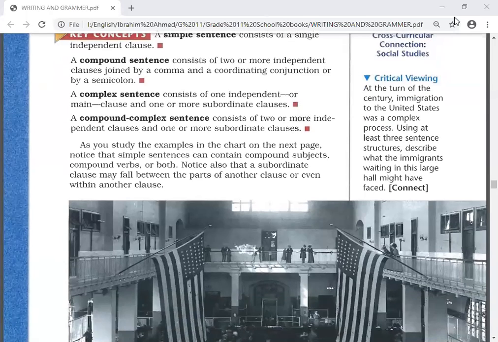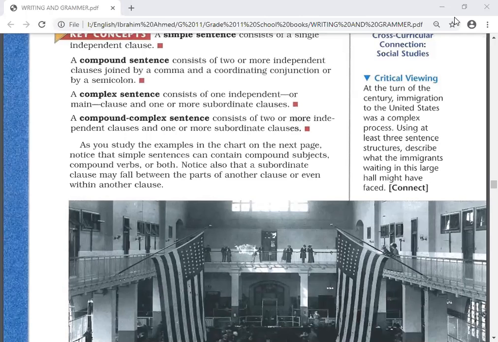As you study the examples in the chart on the next page, notice that simple sentences can contain compound subjects. A compound subject is a subject that consists of more than one subject, like Ahmed and Yahya went to school yesterday. The subject here is two people, but they did the same verb. And sometimes compound verbs, like Ahmed and Yahya went to school and played football. So we can have a compound subject, a compound verb, or both of them, like the example I've just given.